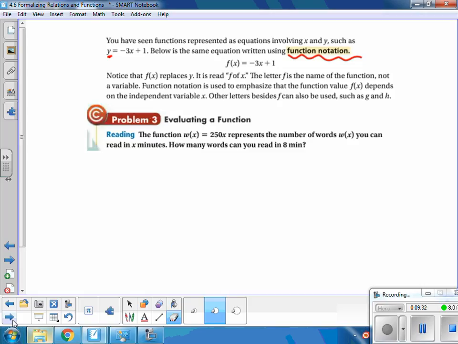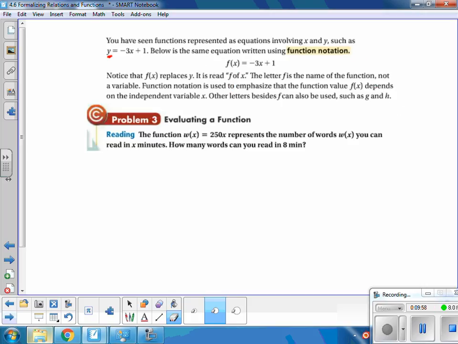The function notation is used to emphasize that the function value depends on the independent variable of x. So independent variable, this solution is dependent, which is my y. This solution right here, this function, is dependent on what's going on with my x. So as I find my x, I solve things, and I end up with my y solution, or my answer to the function.